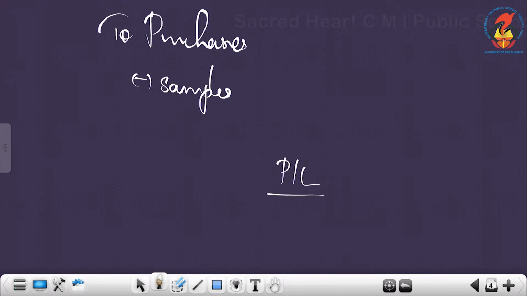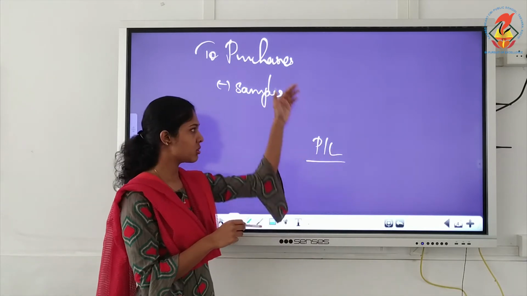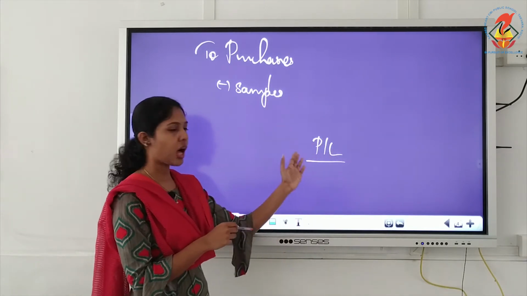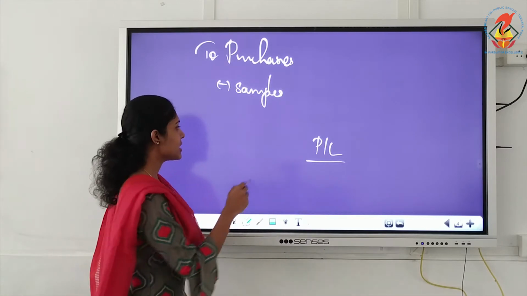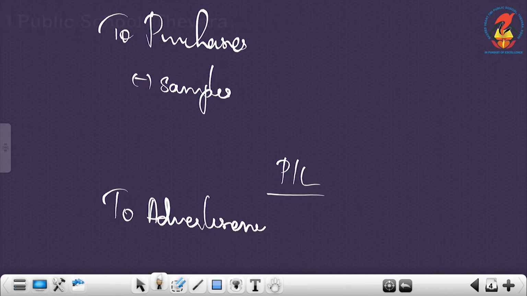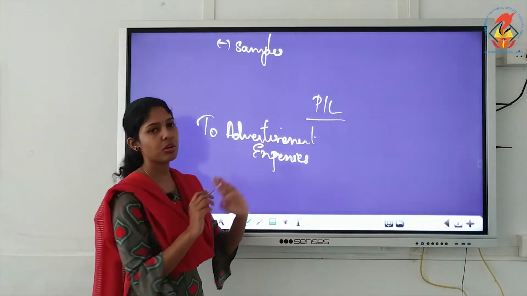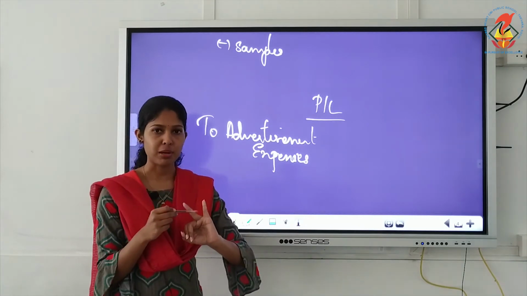Next effect is in the P&L. Actually, there is no separation like P&L, no need to write a heading like this. You can simply continue. But now for you to understand, I am writing like this. On the P&L debit side, you must show it as 2 advertisement expense, or you can write 2 samples, or 2 sales promotion expenses. Understood? The same amount we will write. So, this is the double effect.